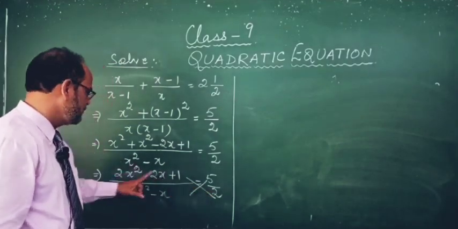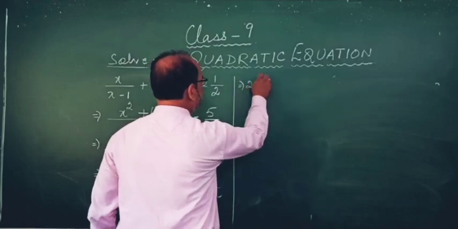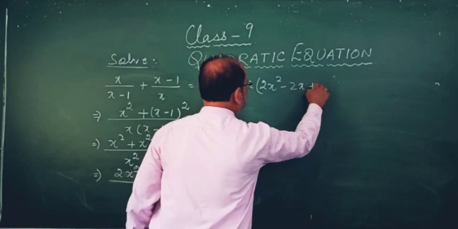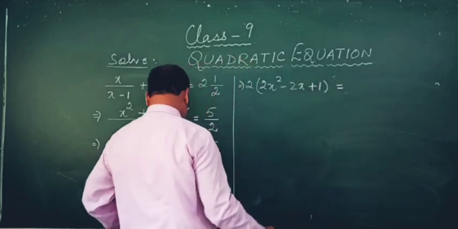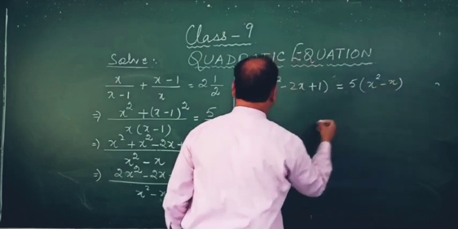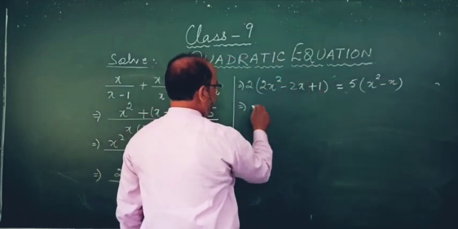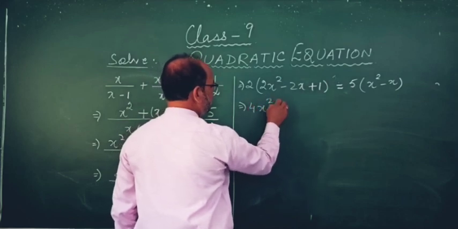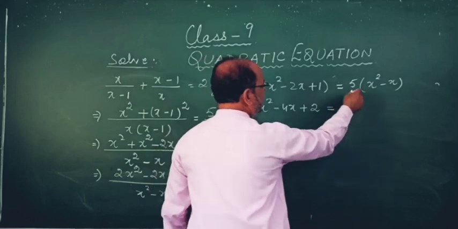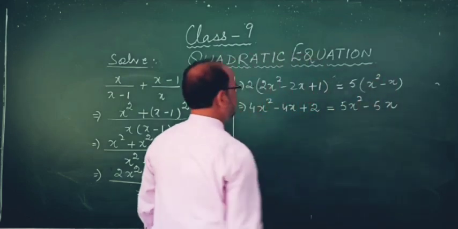So 2 you have to multiply in each and every term, or rather you can write it here like this: 2 in bracket 2x square minus 2x plus 1 equals 2. Here 5 you have to multiply in x square minus x. You will multiply 2 in all terms which are given here. It is 4x square minus 4x plus 2 equals to 5 you will multiply here 5x square minus 5x.